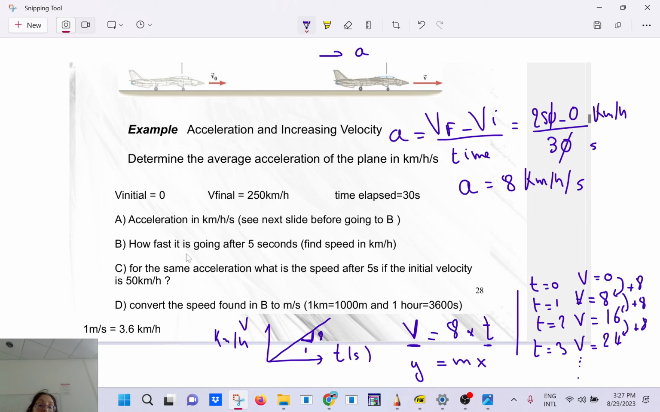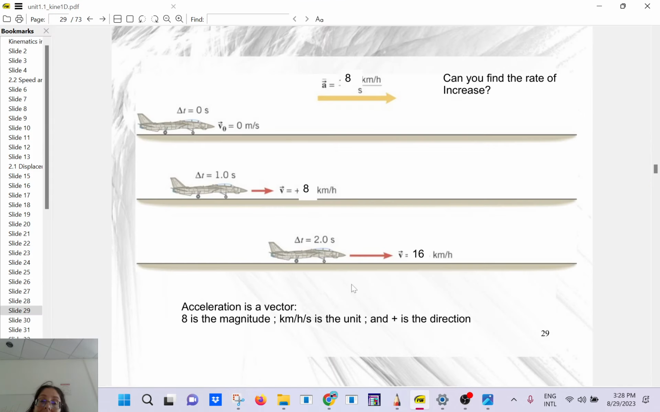Okay, so how fast is it going after 5 seconds? 40, yes. So 8 times 5 is 40 kilometer per hour. Think of that as 8 being how much money you make per hour. So after 5 hours, you're going to make 8 times 5, $40. Not 8 plus 5. Because every second you increase by 8.